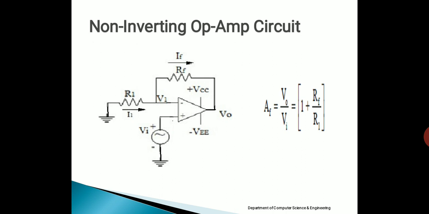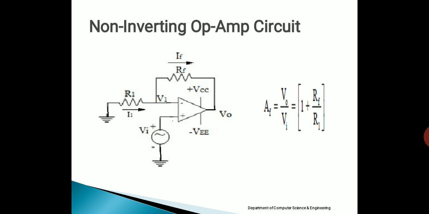And already for this circuit also we have derived the output equation as V0 is equal to 1 plus Rf by R1 times Vi. Hence the closed loop gain for the non-inverting op amp circuit is 1 plus Rf by R1, which indicates the gain is positive, so there is no phase difference between input and output, hence the name non-inverting op amp circuit. One more important thing you can observe from the gain here is that the minimum gain that we can get from the non-inverting op amp circuit is 1.